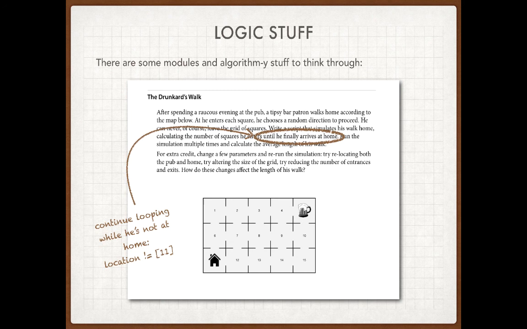That is to say, while his current location is not equal to square 11. And as long as that conditional is true, then I need to keep picking random squares and sending them around the map.